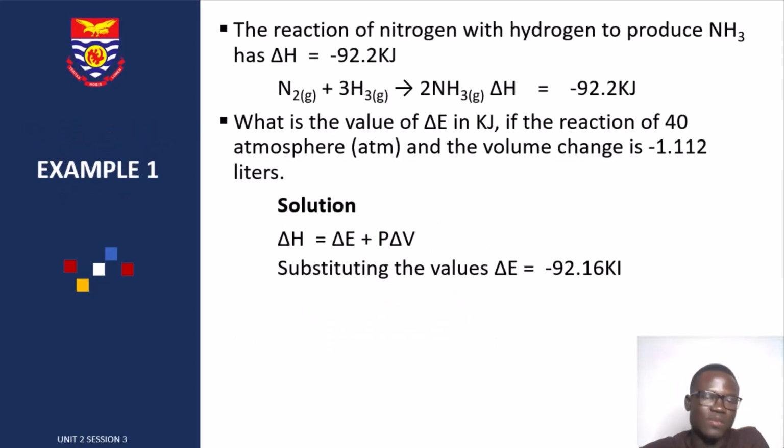Now, let's take this example to illustrate our concept. The reaction of nitrogen with hydrogen to produce ammonia has an enthalpy of negative 92.2 kilojoules. So what is the value of the change in internal energy in kilojoules if the reaction is at 40 atmospheres and the volume change is negative 1.112 liters? To solve this particular question, all you need is your change in internal energy plus pressure times the change in volume, and when you substitute these values, you'll get negative 92.16 kilojoules.